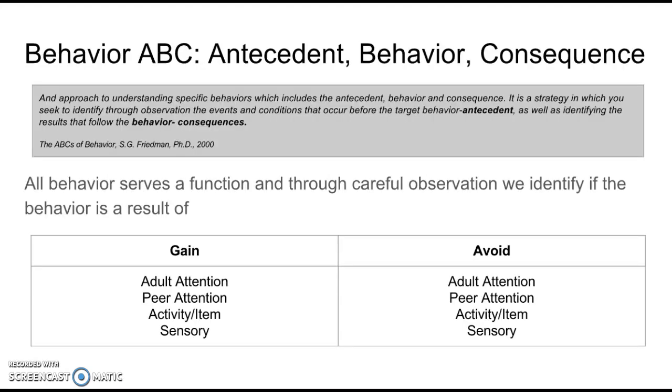As a review of Session 1 content, the ABCs of behavior are the antecedent, the behavior itself, and the consequence, or what happens immediately following the behavior. Behavior is learned and demonstrated for a reason. This reason is known as the function, and the negative behavior often happens to gain or avoid something.